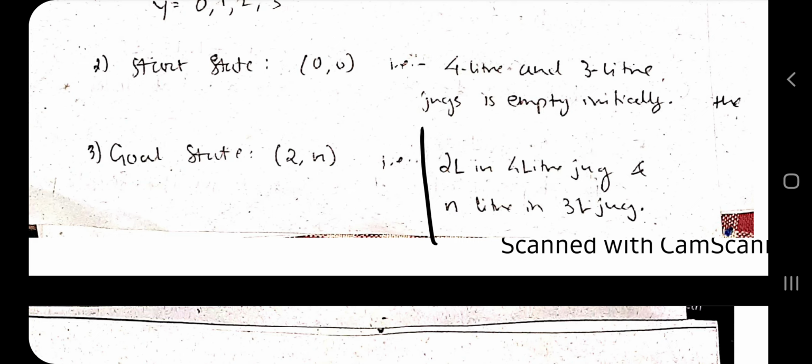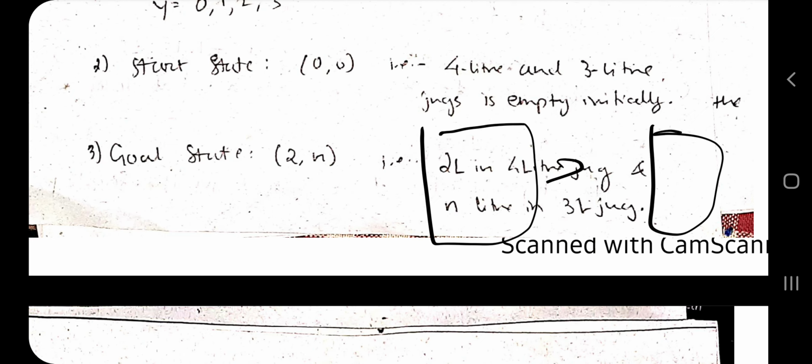End state means they have asked us to calculate, you have to show the steps by using which we can reach the final state. Now what is the final state? How can that be represented using state space?